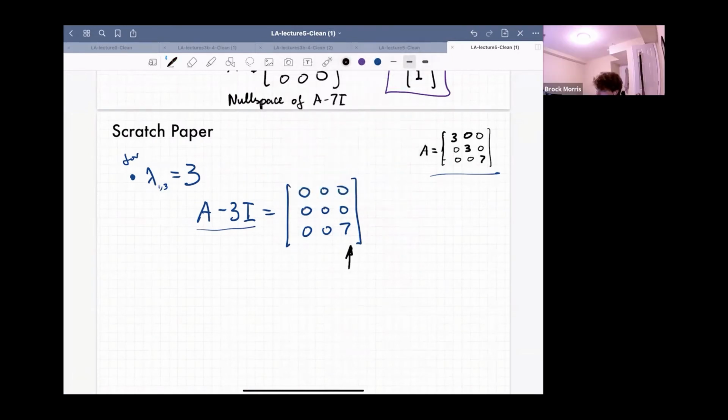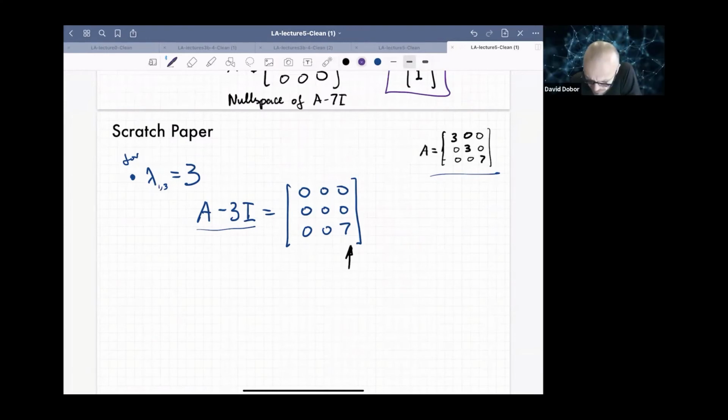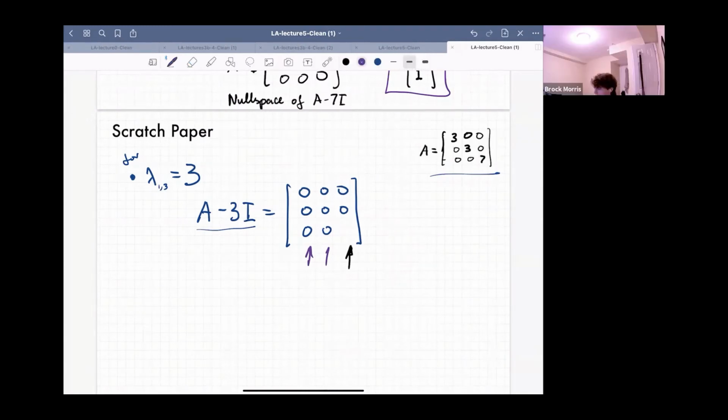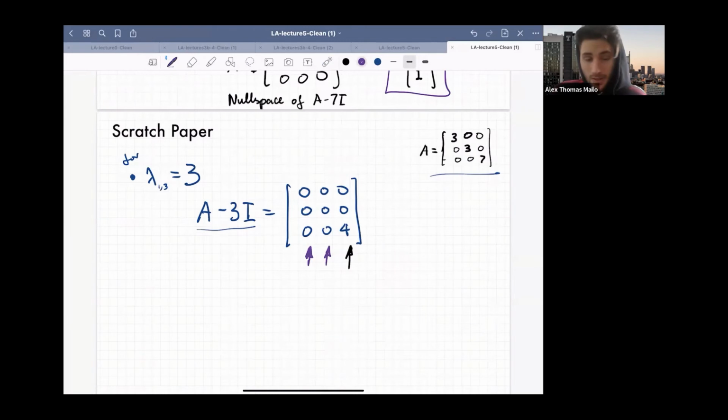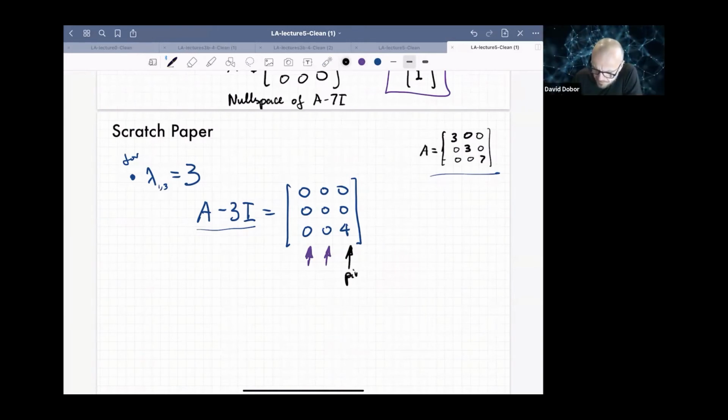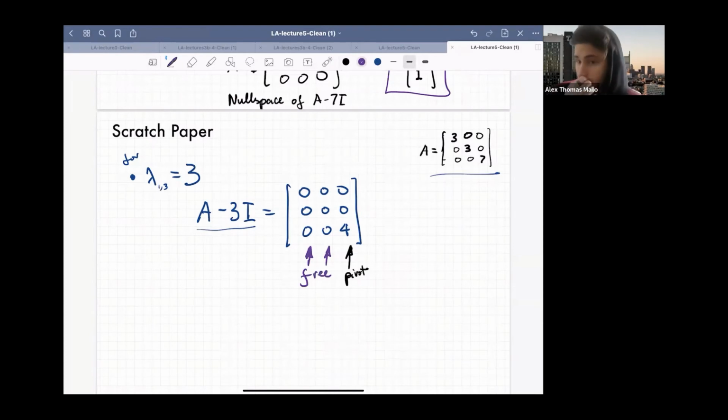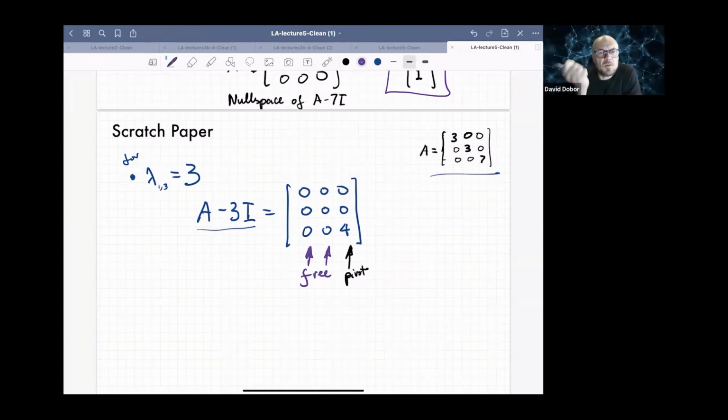Should that not be a 4? Sorry, one more time, please. Should that 7 be a 4? Oh, yes, the one non-zero entry here. Okay, so which one is the pivot? Thank you. X3 is the pivot. And these guys, now I have free variables. Before I had just one free variable. And as you've told us, now I have two, right? So we have two free variables.